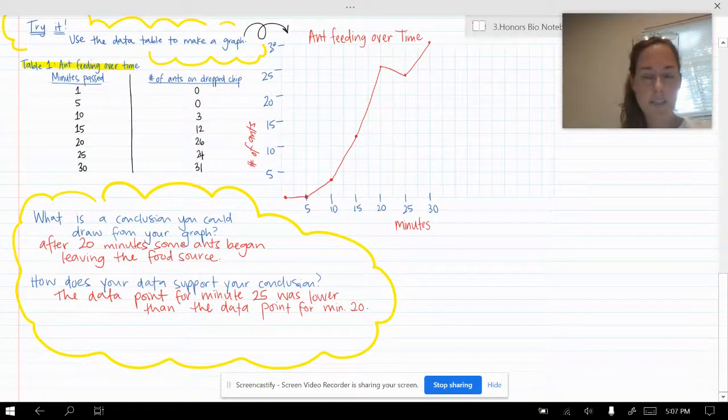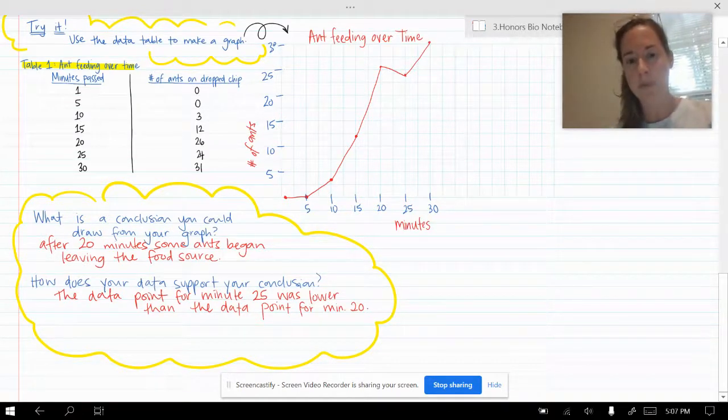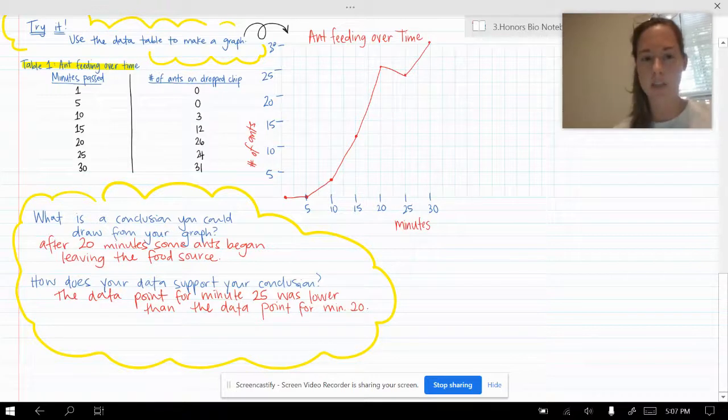So now this doesn't mean that this is 100% completely the right answer, because if you think about it, there could have been ants leaving the entire time, just more ants coming. So you would need more tests to confirm for sure that this conclusion was accurate, but it's a good answer to this question because the data supports it, and that's all you can do.